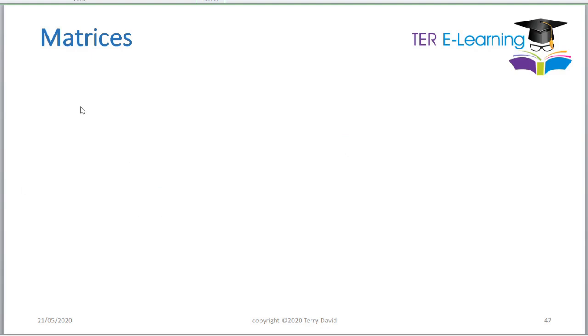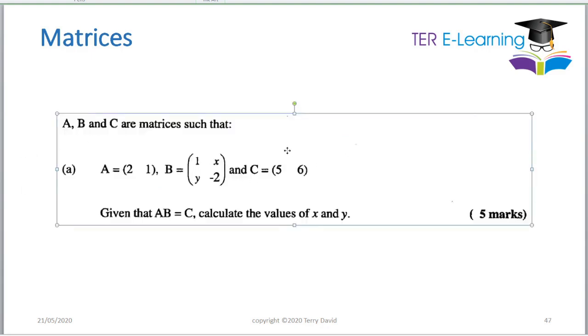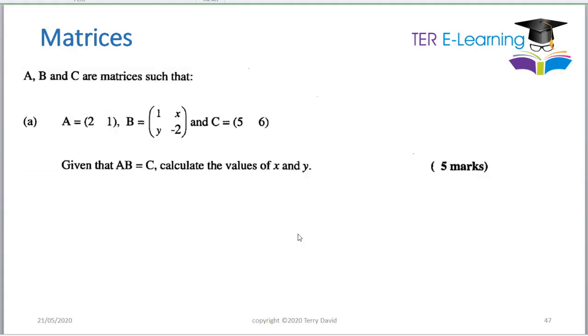So let's look at this next examination question here. I'll give you 2 minutes or something to work it out. So we have A, B, and C are matrices. They give us what the matrix A is, what B is, and what C is. And they are telling us that A multiplied by B gives me C. Find the value of x and y. So I want you all to work out x and y for me.